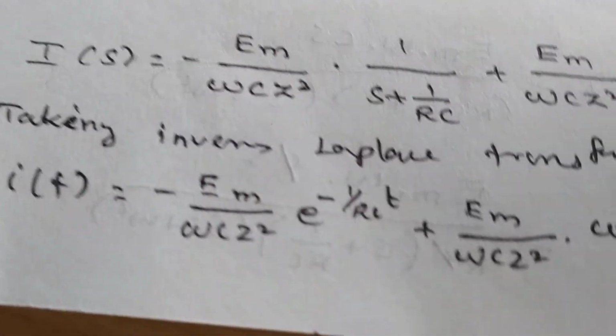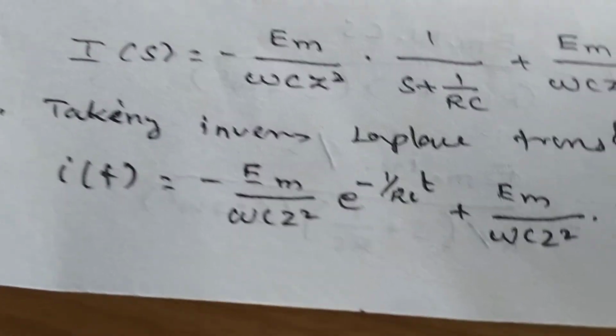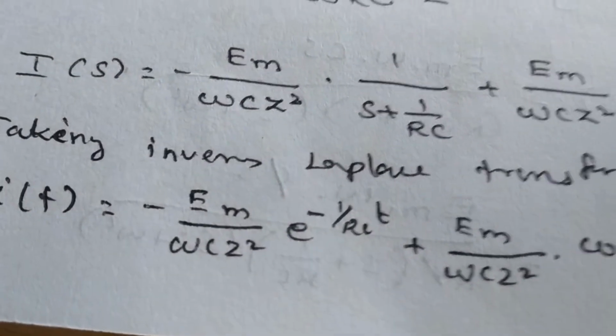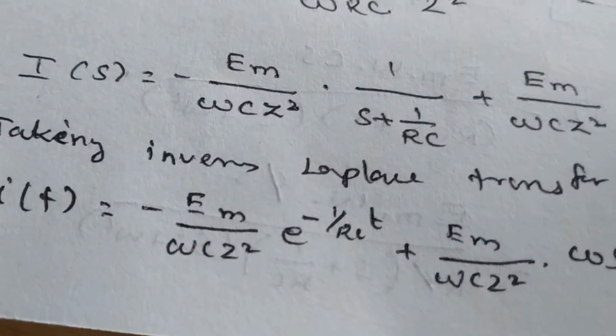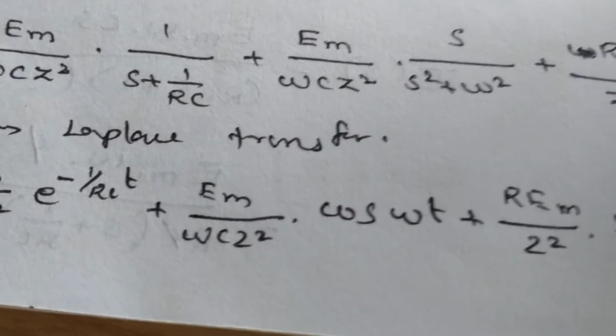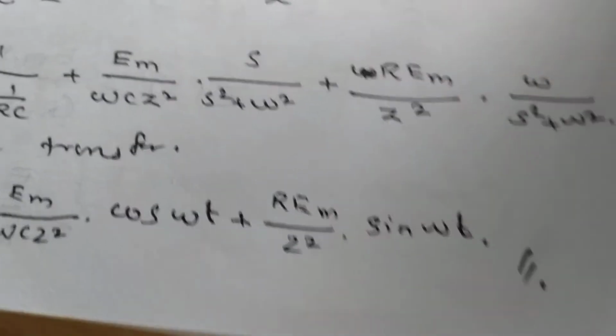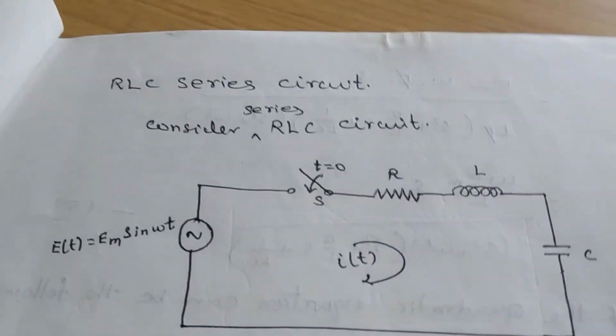Step 4: taking the inverse Laplace transform, i(t) equals minus Em divided by omega C Z square into e to the power of minus t by RC, plus Em divided by omega C Z square into cos omega t, plus R Em divided by Z square into sin omega t. That's all. The next topic is the RLC circuit.